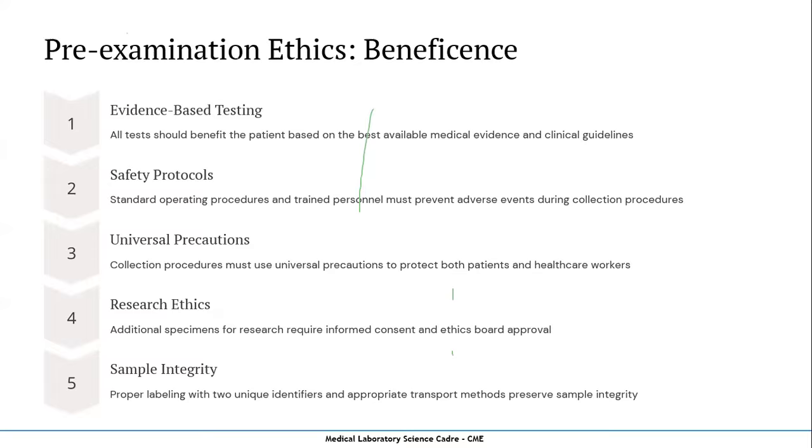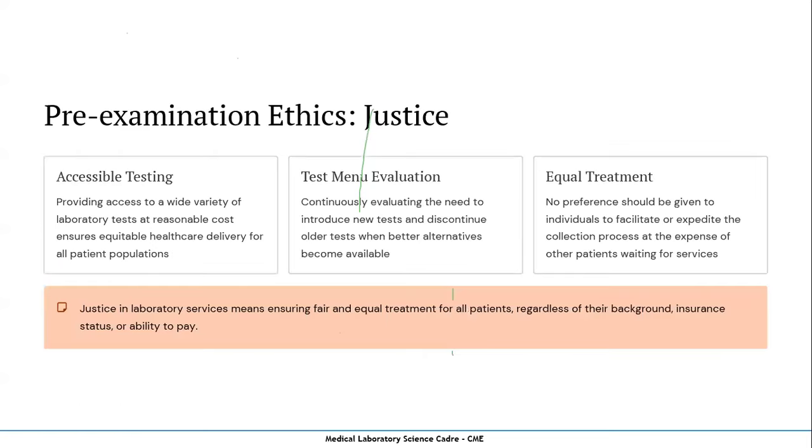Ethical research. Specimens for research require informed consent from the participants and approval from the ethics board. Proper labeling with at least two unique identifiers and appropriate transport methods preserve the sample integrity, because it is important that samples reach the laboratory or the testing bench as stable as they should.